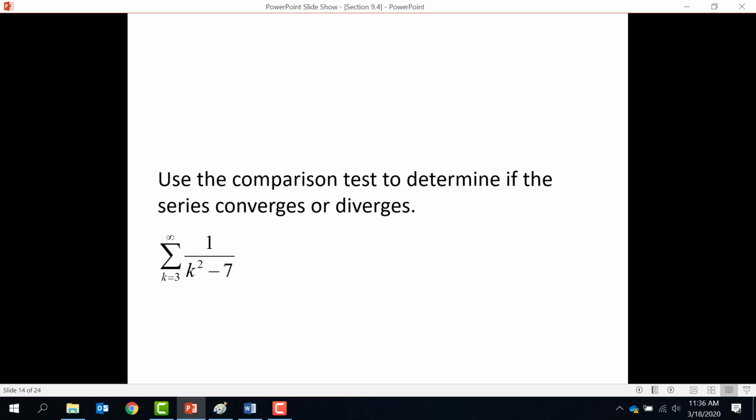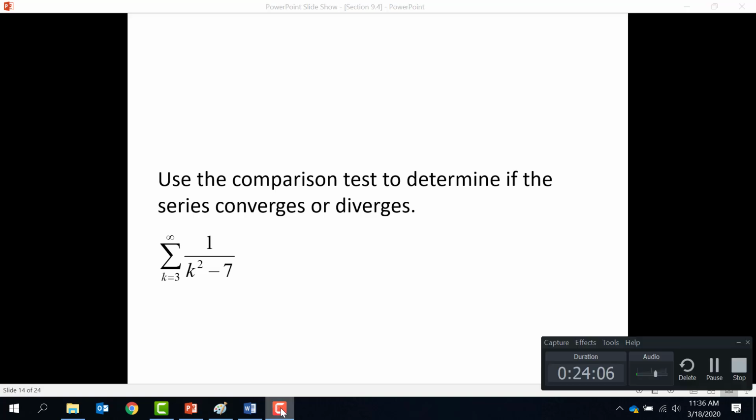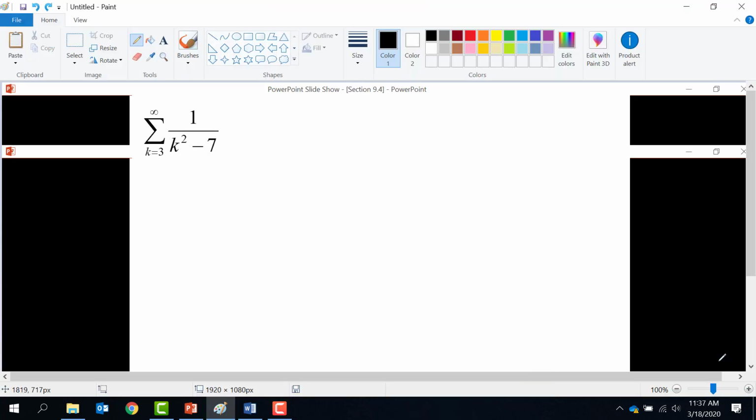So we want to use the comparison test to determine if the series converges or diverges. This test is sometimes very difficult to use. In the last problem, it was very easy to use. In the problem before, it took a little bit of work to get there. But this one here is also a little challenging. We're going to go through this together.